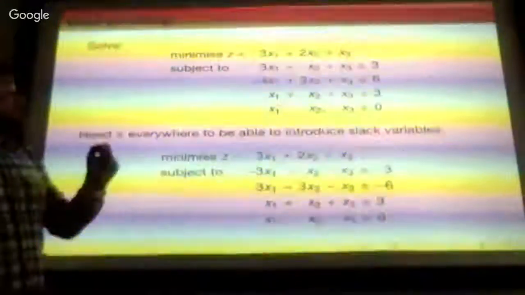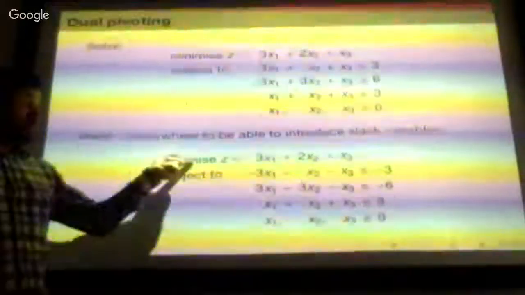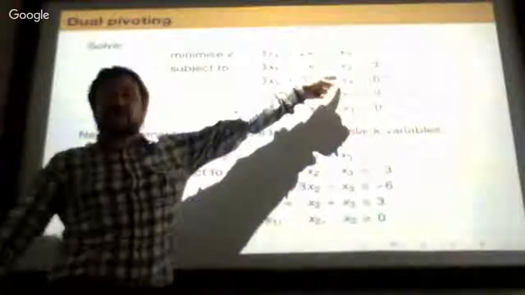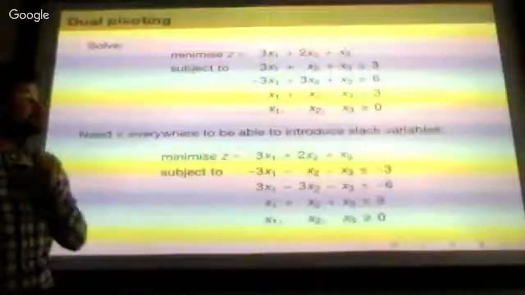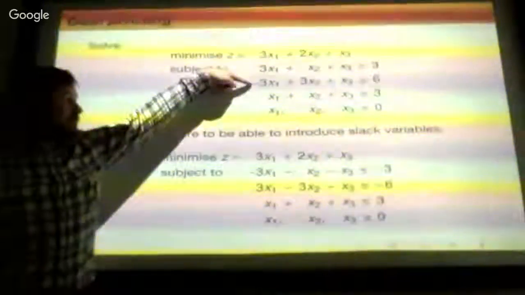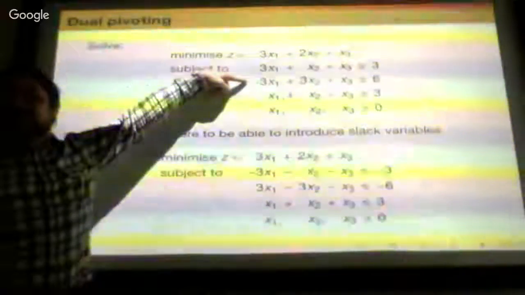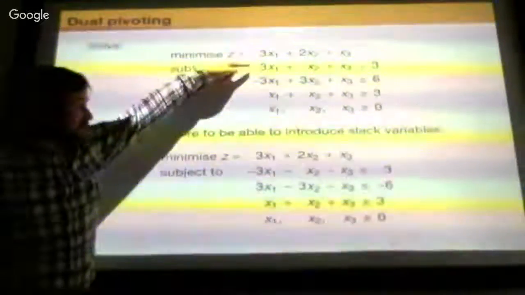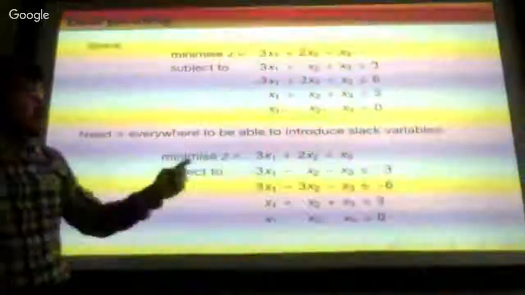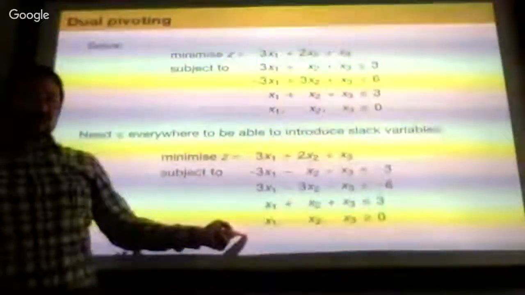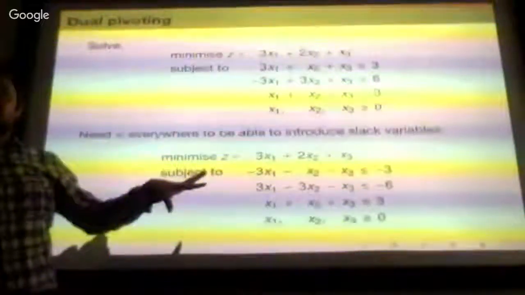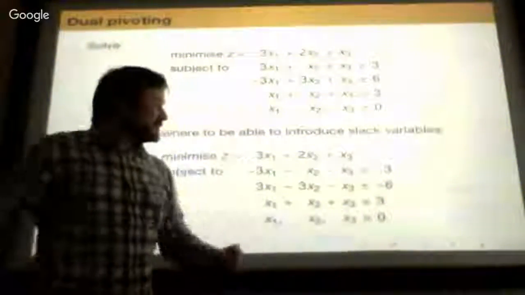So the dual pivoting way of dealing with a problem like this, which is to minimize this objective subject to some constraints that might be greater than or equal to, is to first multiply the equations which are greater than or equal to by -1, and multiplying them by -1, the sign switches to less than or equal to. So we get these three constraints. And now we have a more or less standard problem, because everything is less than or equal to.